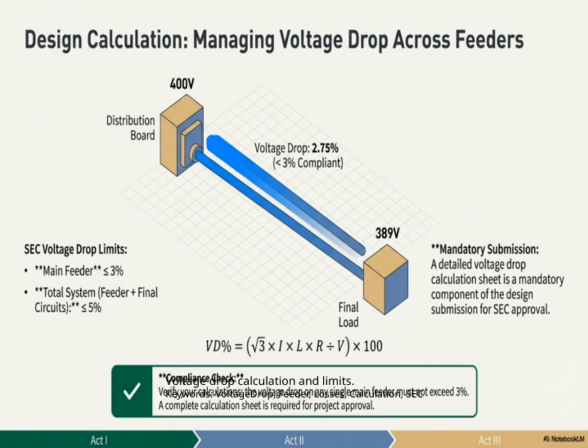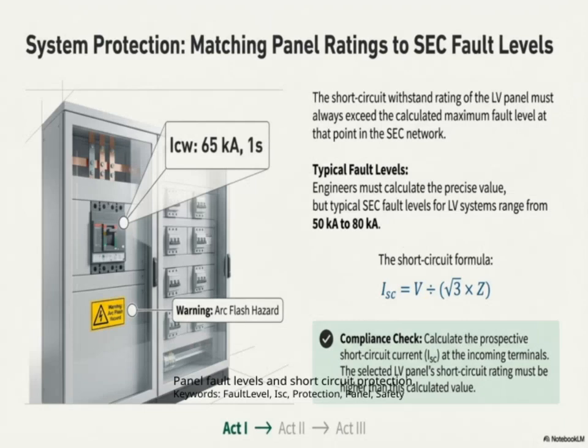Let's take a closer look at panel fault levels and short-circuit protection. When we talk about fault levels, we're essentially referring to the maximum current that can flow during a fault, such as a short circuit. This is often measured as ISC, or the short-circuit current. Understanding ISC is crucial because it tells us the worst-case scenario for current flow, helping us design protection systems that can handle these extreme conditions.